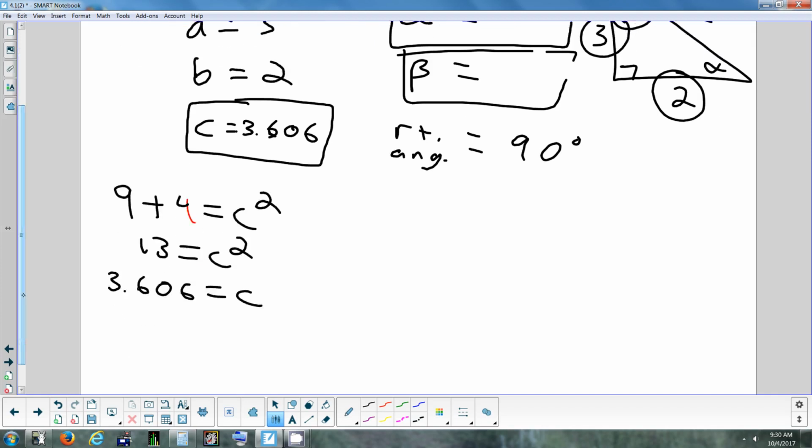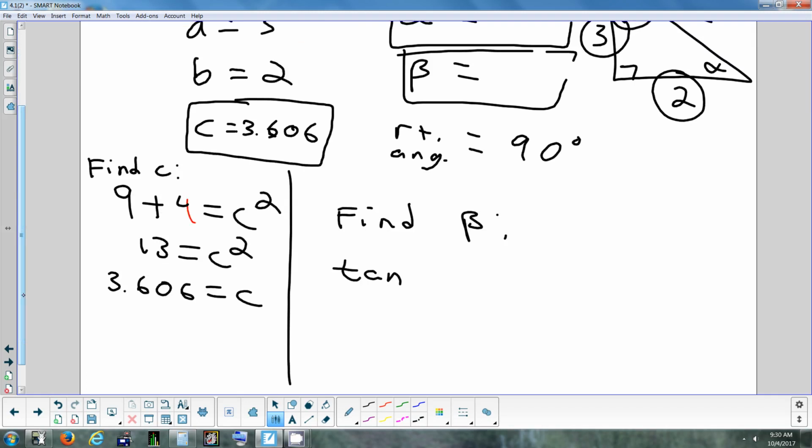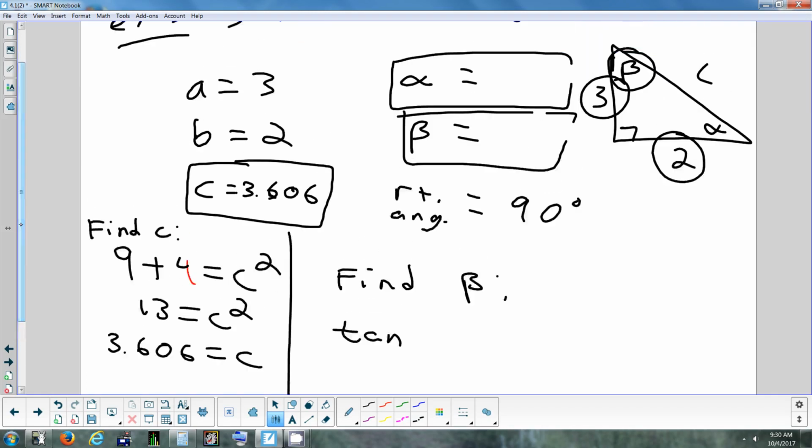Okay, so now I'm going to find beta. This was finding C. I didn't write it down. All right, so we're going to use tangent. And Cameron, what's the angle that I'm using here?